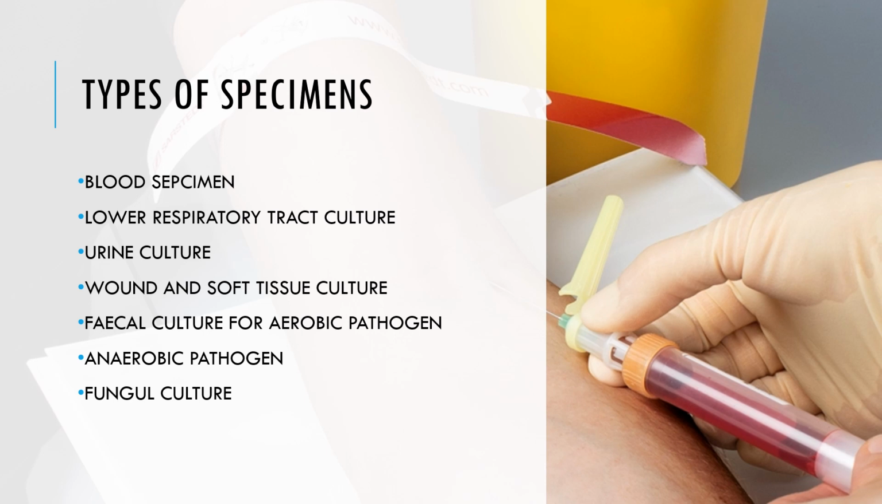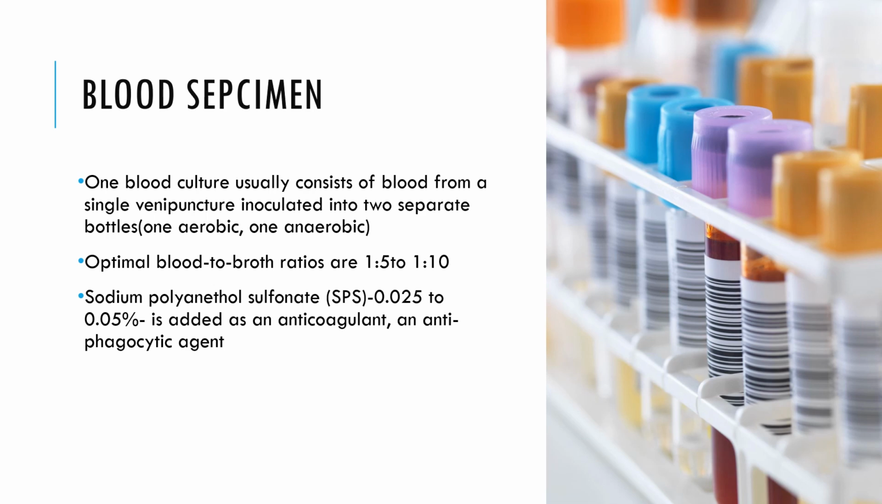What are the types of specimen that we process for diagnosis of infectious disease? One is a blood specimen, then respiratory tract culture, urine culture, wound and soft tissue culture, fecal culture, then anaerobic pathogen and fungal culture. Regarding blood specimen, one blood culture usually consists of blood from a single venipuncture, inoculated into two separate bottles, one aerobic and one anaerobic. The optimal blood to broth ratio should be 1:5 to 1:10. Sodium polyanethol sulfonate, about 0.025 to 0.05%, is added as an anticoagulant and antiphagocytic agent.